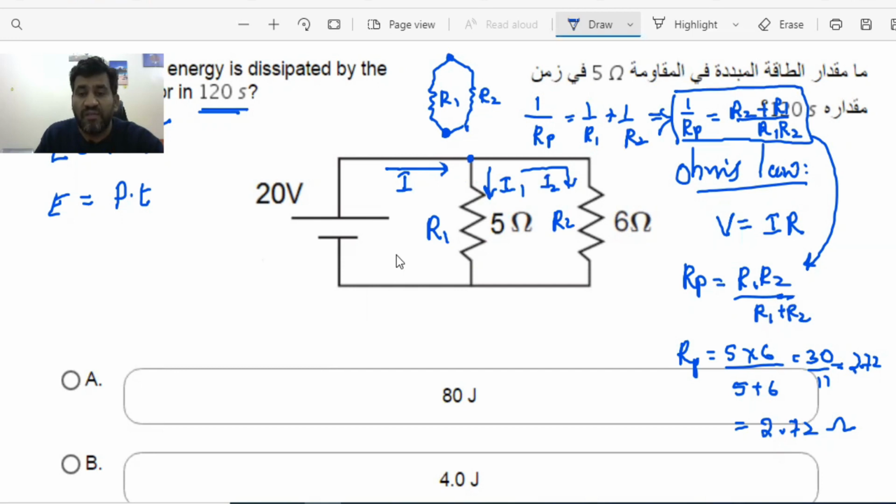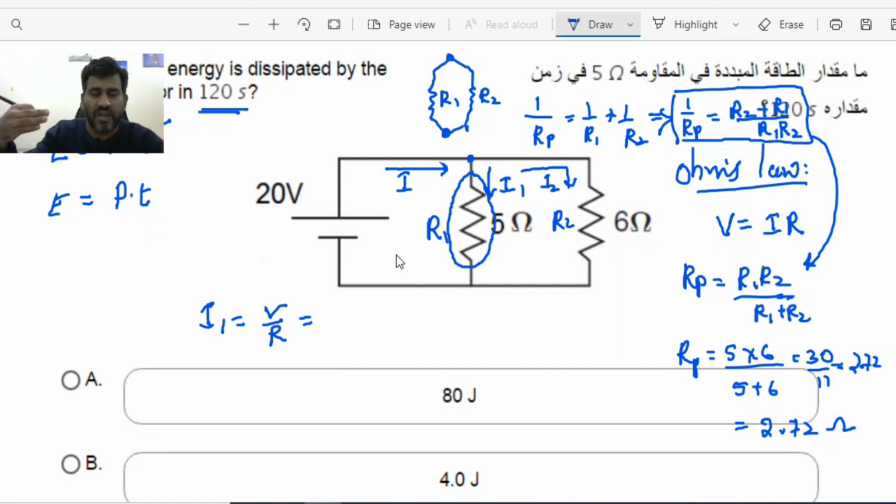Then how do I calculate the current flowing through resistor R1? I1 is the voltage across the resistor divided by the resistance, since current is equal to V by R. So what is the value of V? When the resistors are connected in parallel, the voltage across each element is the same, but the currents get divided.